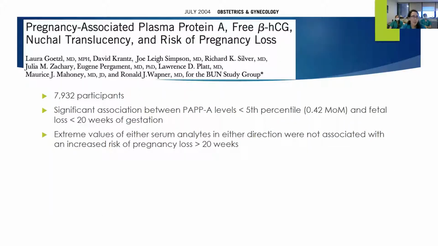This is from the FASTER study group, 2004. It included almost 8,000 participants, and they also showed that there was a significant association between PAPA less than the 5th percentile and fetal loss less than 20 weeks. They also mentioned that extreme values of either HCG or PAPA, either high or low, were not associated with an increased risk of pregnancy loss more than 20 weeks in this paper.